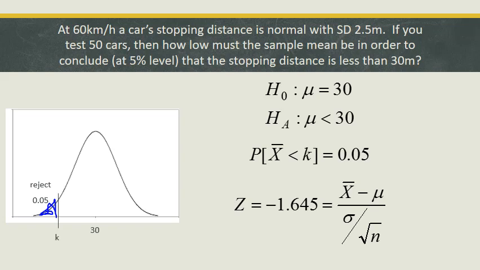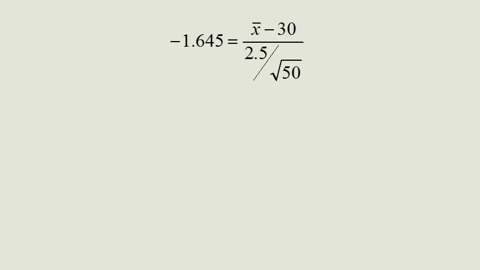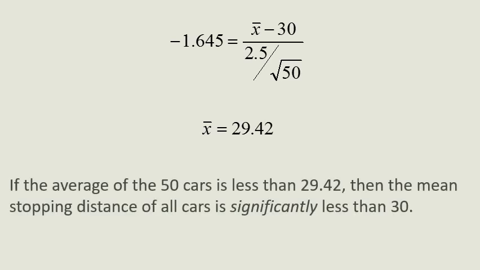Plug the numbers into the formula for z. Mu is again given in the null hypothesis as 30, and solve for x bar. We would reject if z is less than negative 1.645, which is equivalent to x bar being below 29.42. So the critical value k is 29.42. And if the sample mean were below 29.42, then we would conclude that the mean stopping distance of all cars is less than 30 meters.